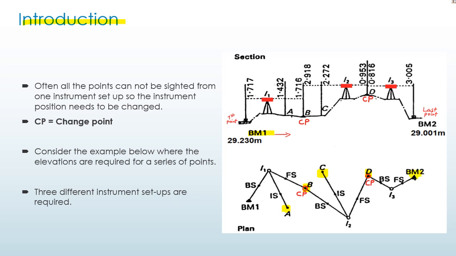of the leveling run. So you will need 3 setups: setup number 1, setup number 2, and setup number 3 due to the long distance from benchmark 1 to benchmark 2. You will need the change point to connect 3 setups together. So we have point B and point D as 2 change points to connect the leveling run from benchmark 1 to benchmark 2. So let's go to the details in the next slide.